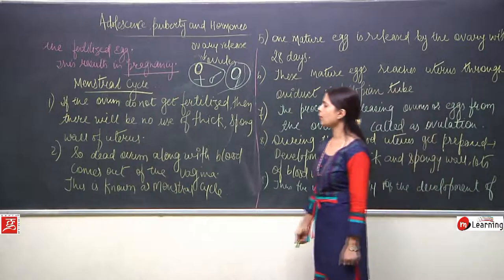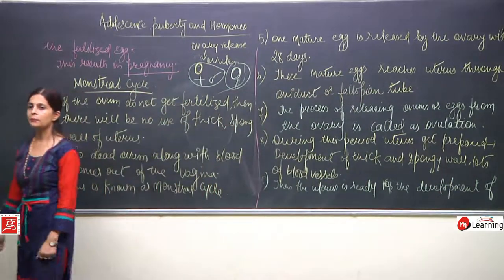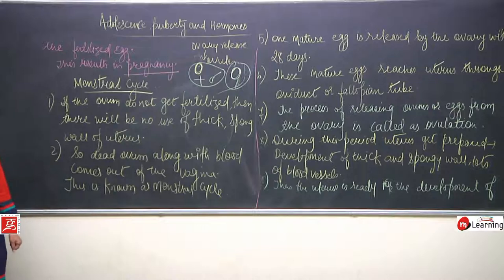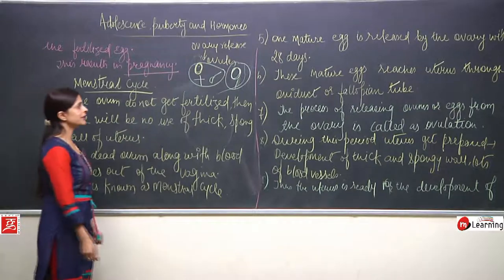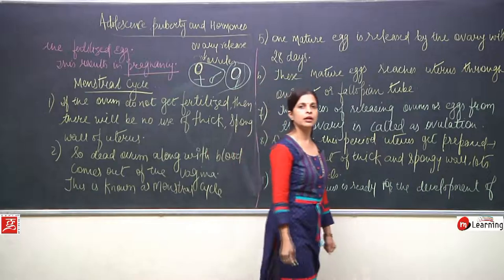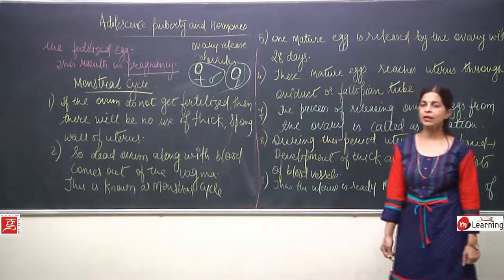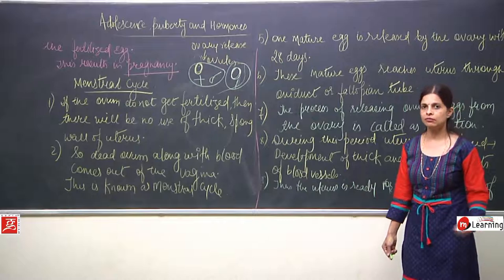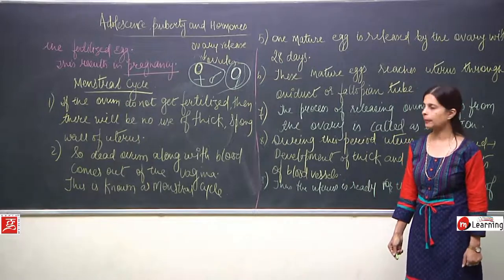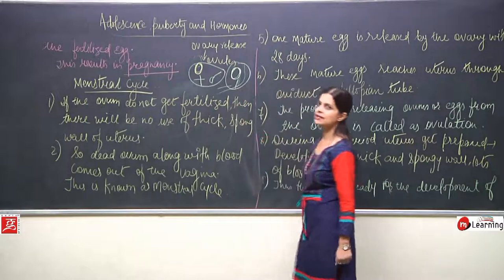Now when we talk about menstrual cycle, children, it again depends upon the female to female. This waste may come out of the vagina, out of the body, maybe for 3 days or maybe for 5 days, it varies from female to female. Okay, so this is all about the menstrual cycle.